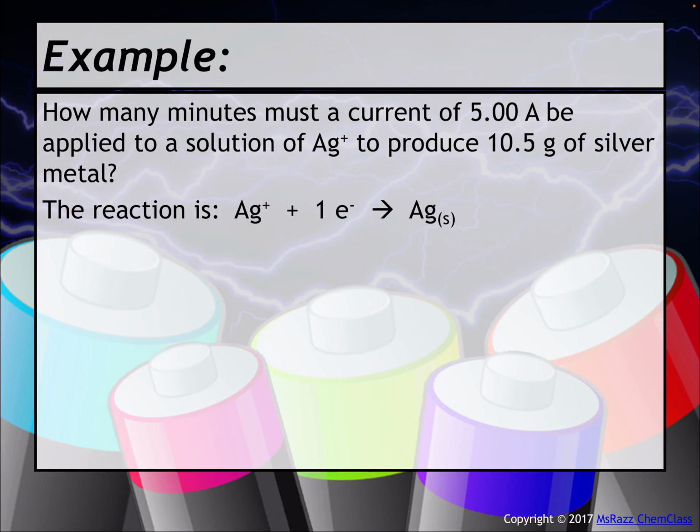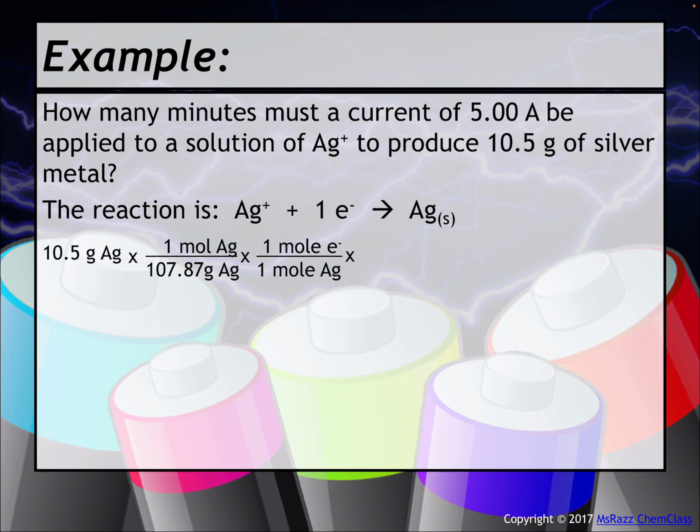Let's try another one. This time we want to know how long we have to run our cell at 5 amps to produce 10.5 grams of silver metal. We're starting at the other end, but we're going to do a big long set of train tracks. We start with the mass of the silver, 10.5 grams. We change from grams to moles using the molar mass of silver. Now we change to moles of electrons using our mole ratio from the balanced equation. Every 1 mole of electrons produces 1 mole of silver.